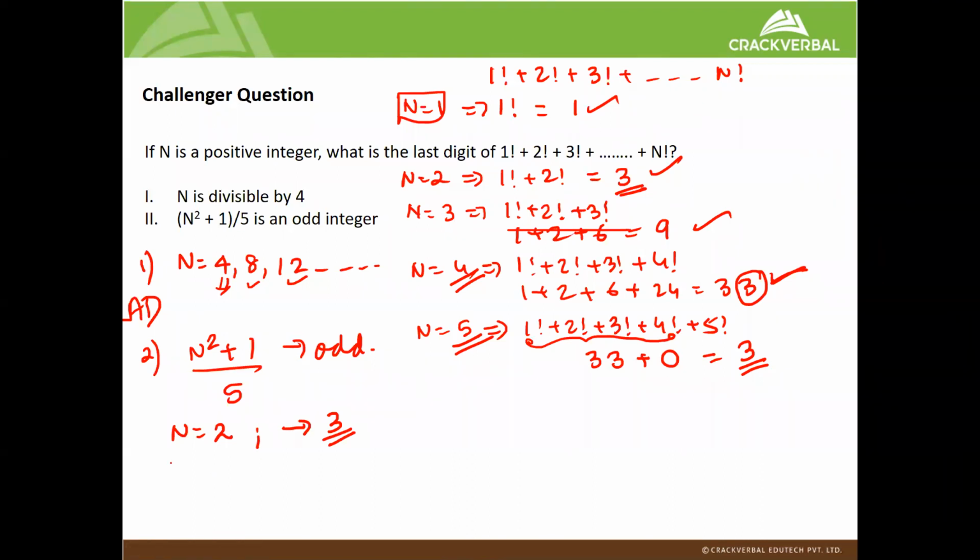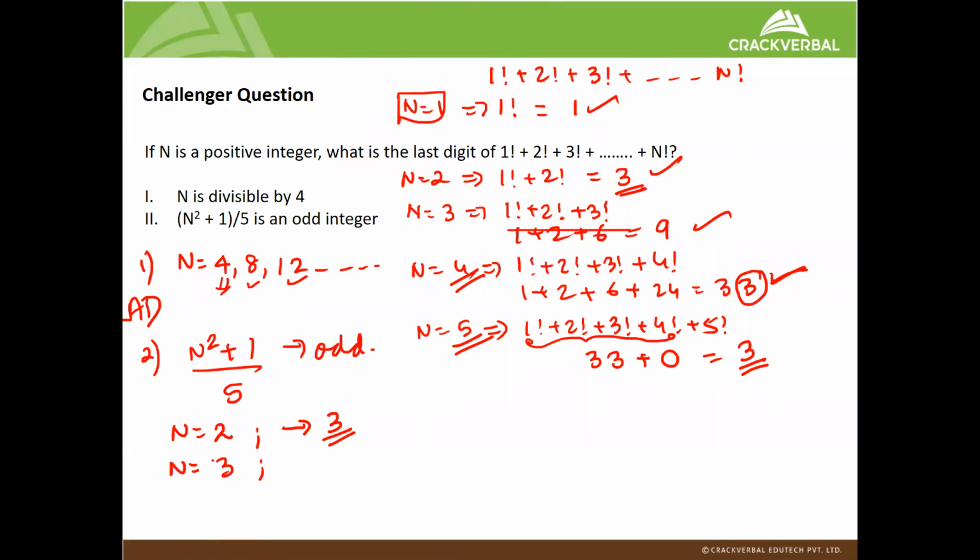N is equal to 7. Perfect. Before that, any other value less than 7 that I can put in? Somebody told me n is equal to 2. Absolutely agree. Can I put n is equal to 3? Perfect. If I put n is equal to 3, would it satisfy the statement?